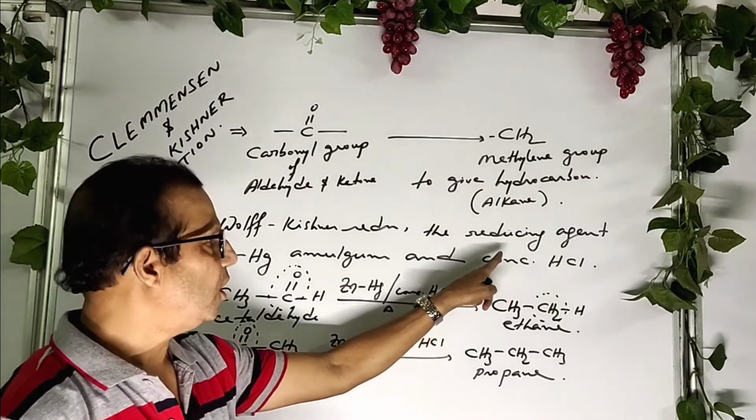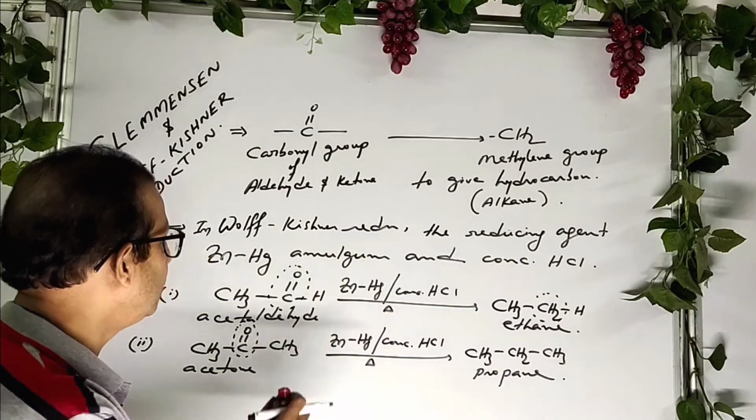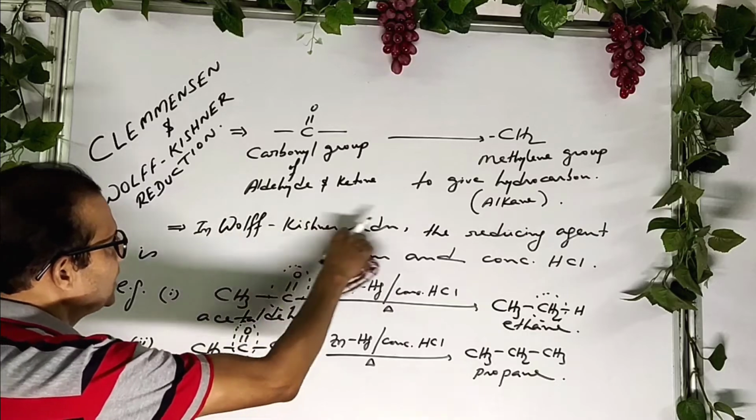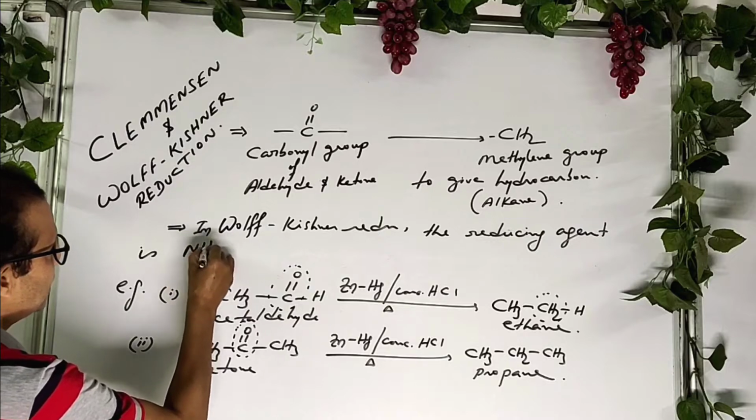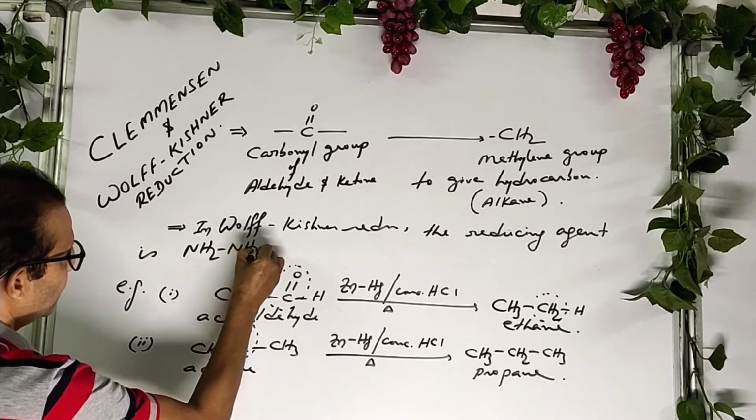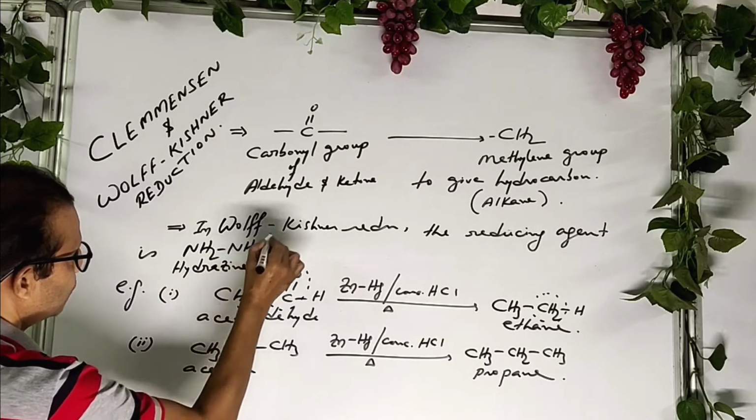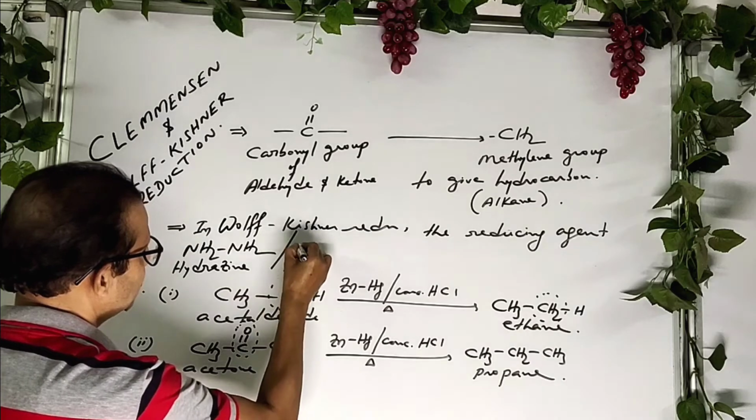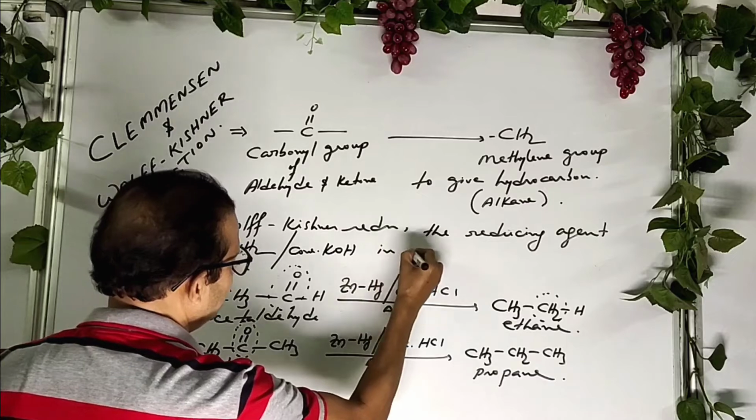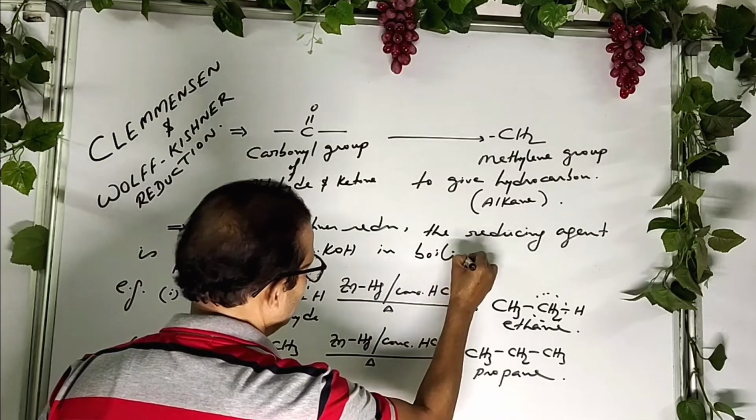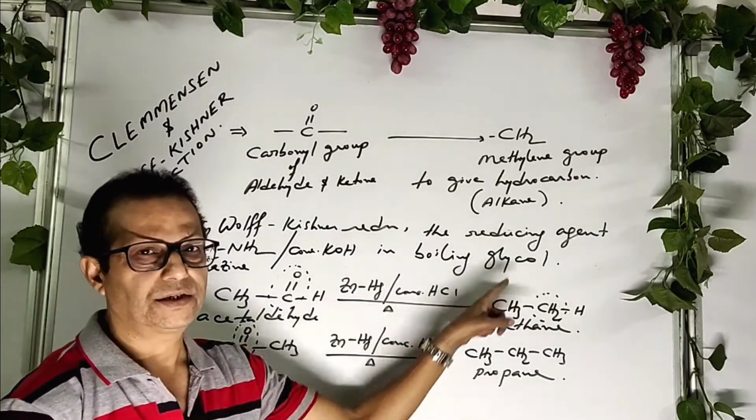just instead of using zinc mercury amalgam and concentrated hydrochloric acid, in Wolff-Kishner reduction the reducing agent is hydrazine and concentrated potassium hydroxide in boiling glycol. Glycol is a solvent.